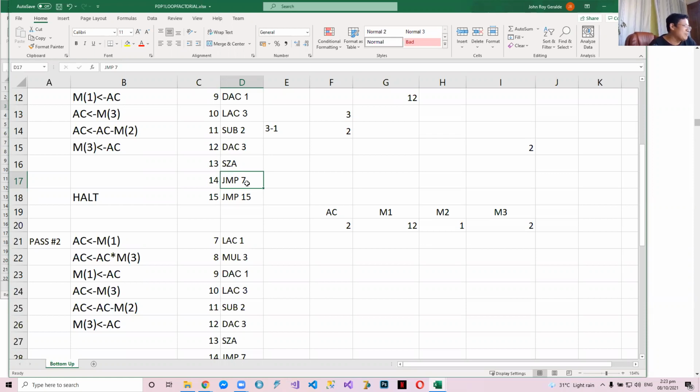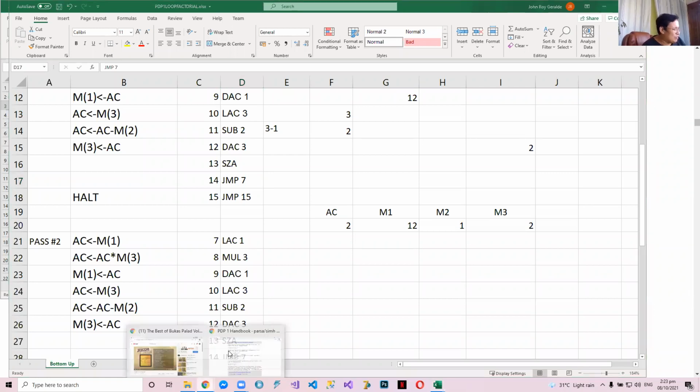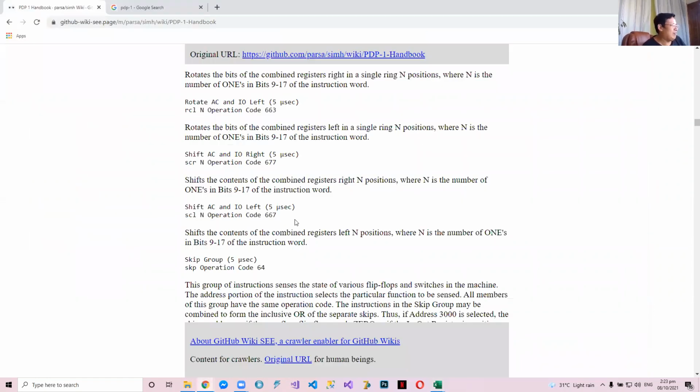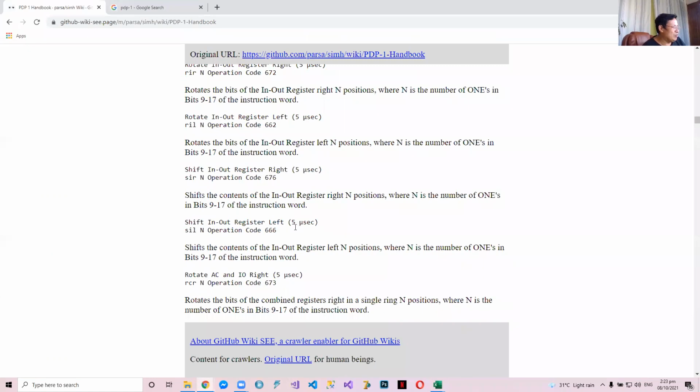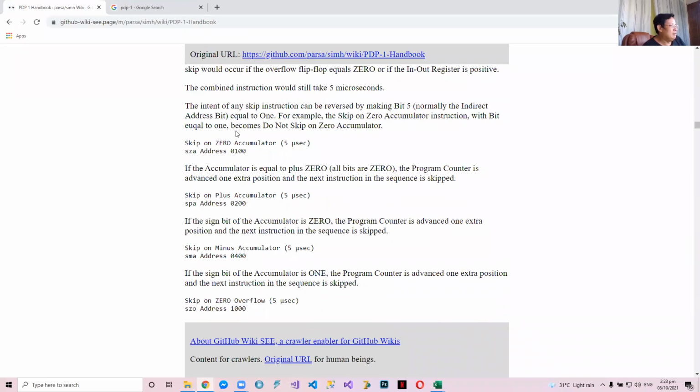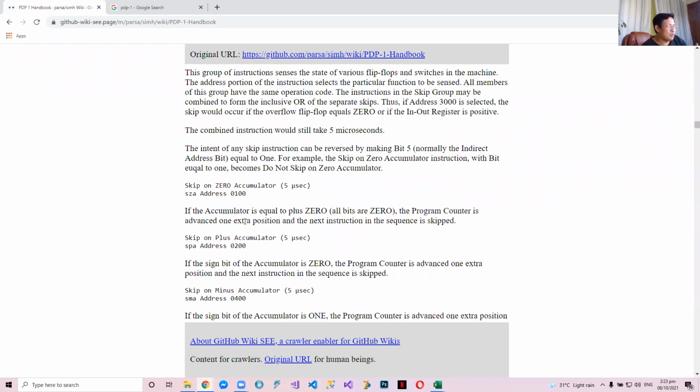Anyway, it doesn't matter whether it skips only one line or several lines. You can still convert it into a working program, okay? Do you follow? The documentation says it will skip one line, okay? We can't do anything about it. It will really just skip one line. Let's read that again. If the accumulator equals 0, the program counter is advanced one extra position to the next instruction. So only one extra position. The next instruction in the sequence is skipped. Do you follow? It's really just one line.